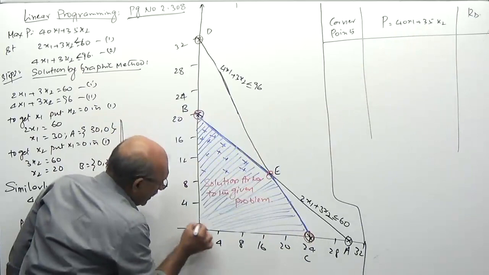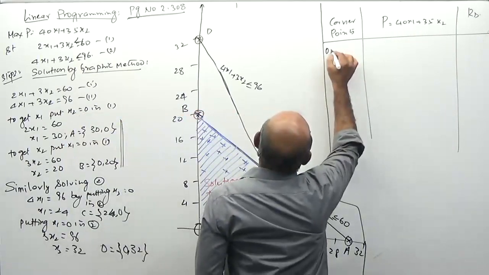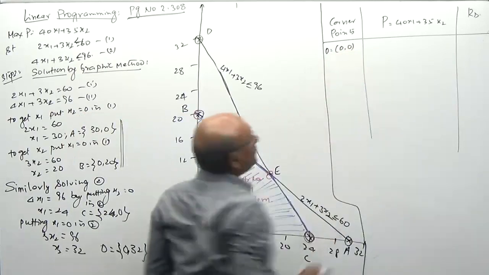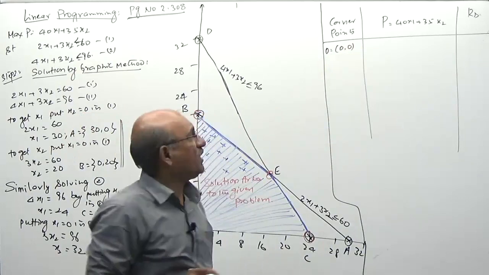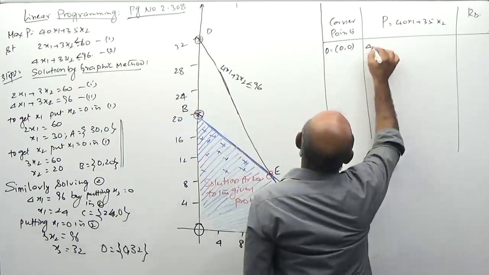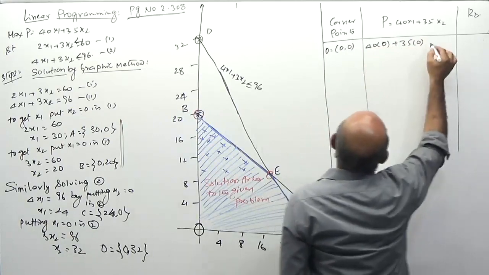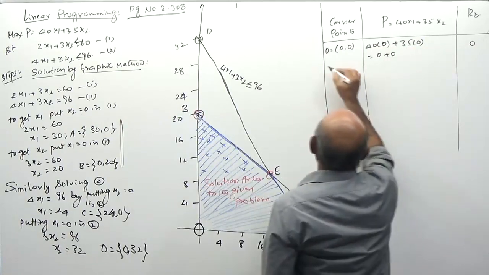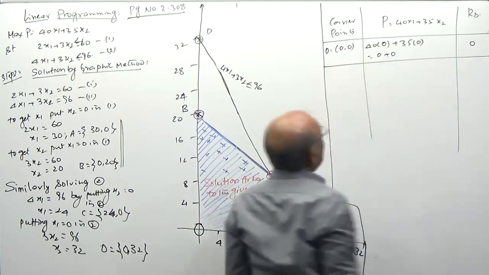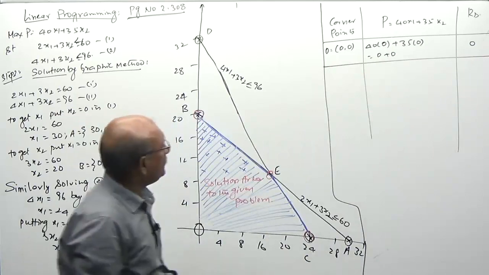What is the first corner point I am having? 0, 0. Neither I am producing product A nor product B. So this is 40 into 0 plus 35 into 0. This is 0 plus 0, total profit is 0. There is no profit at all when the decision variables are not produced.